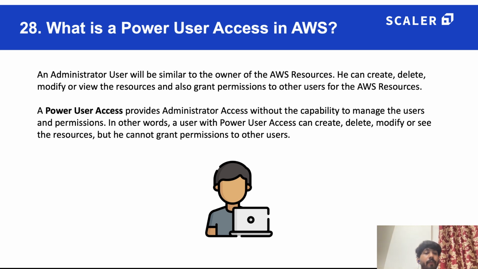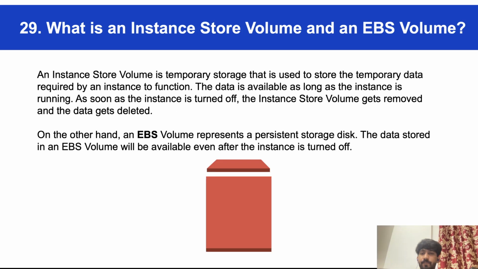So without the capability to manage the users and permissions. In other words, a user with power user access can create, delete, modify, or see the resources, but he cannot grant permissions to other users. So he'll not be able to create other users and grant permissions to other users, but he'll have all the access to use any service in AWS he wants or she wants, right?